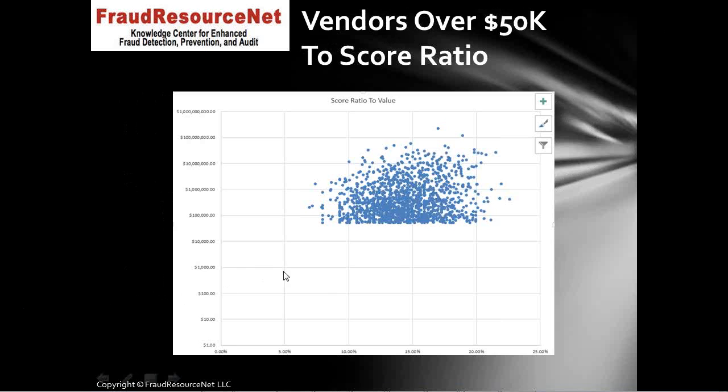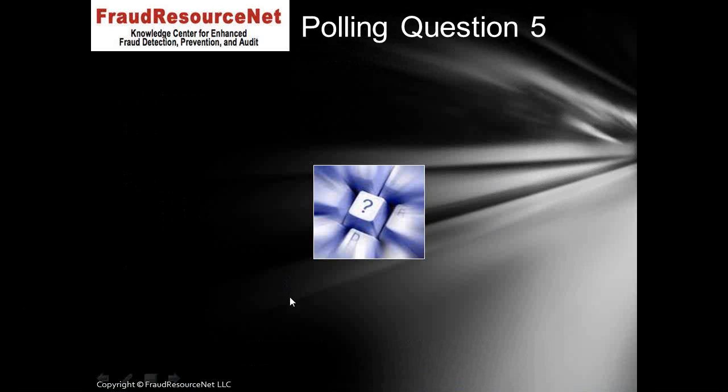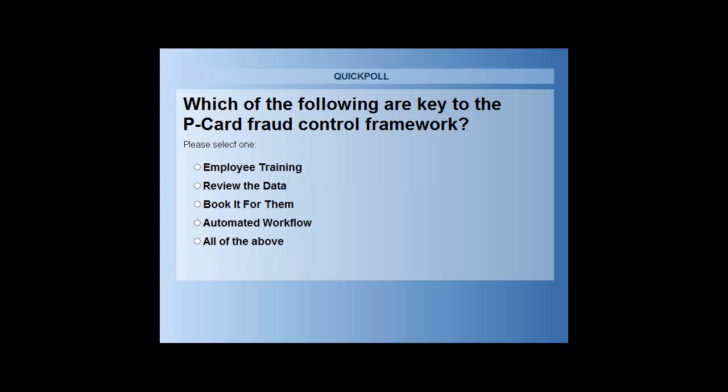Continuing on here, we just have one last polling question, then we'll get into the final questions that people had. This is going back a little bit, but which of the following are key to an EPCard fraud control framework? Employee training, reviewing the data, booking it for them, automated workflow, or all of the above? We'll give everybody just a minute or so.